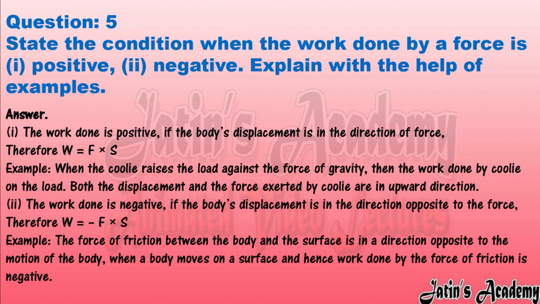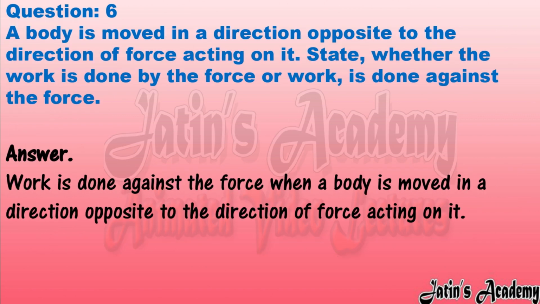Second, the work done is negative if the body's displacement is in the direction opposite to the force. Therefore, W is equal to minus F times S. Example: the force of friction between the body and the surface is in a direction opposite to the motion of the body when a body moves on a surface, and hence work done by the force of friction is negative.